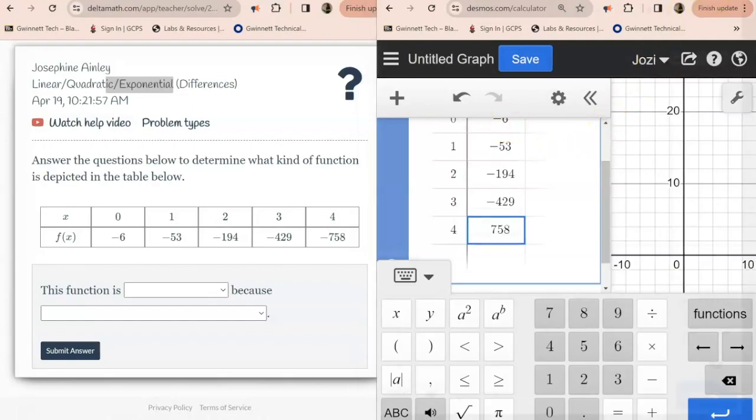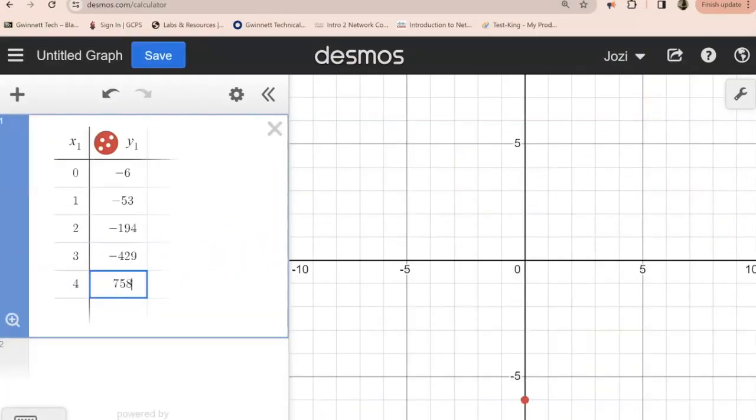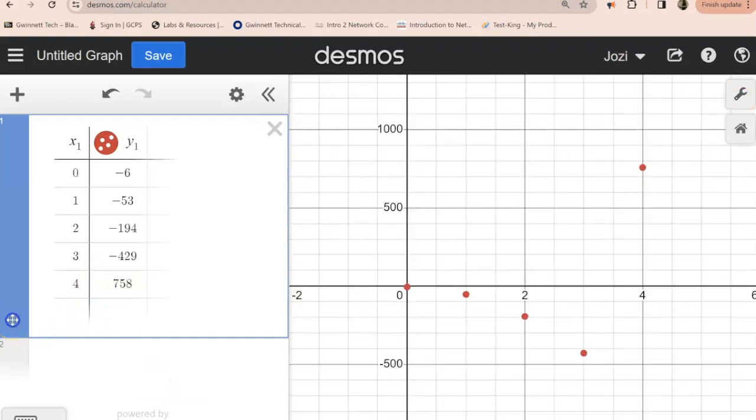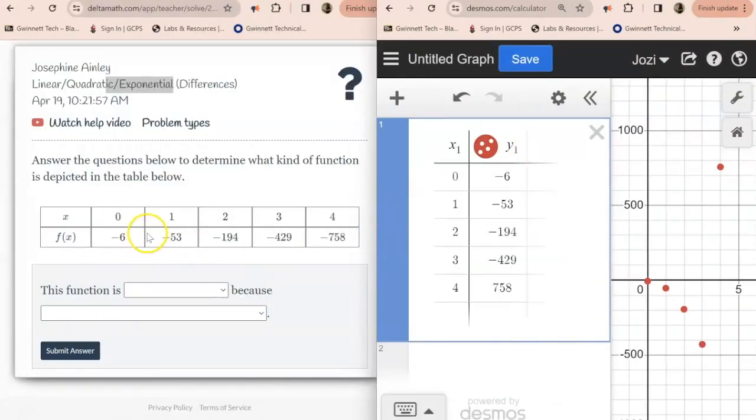All right, so let's look at what we have. I'm going to click home. Actually, I'm going to click zoom fit so that it can fit the points. This looks weird. There's a point that looks like it's off, right? So let's go double check our table like I said we should be doing and didn't do myself. Oh, it's negative right here. Double check, please.